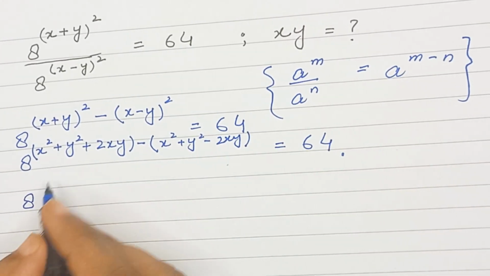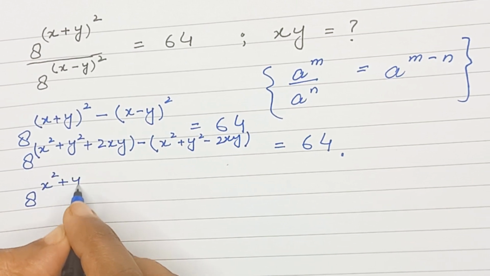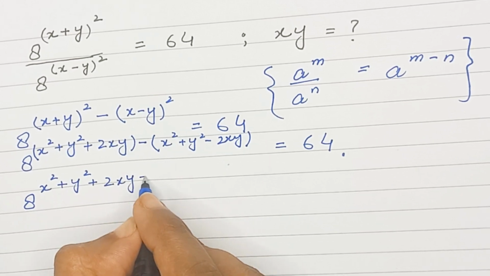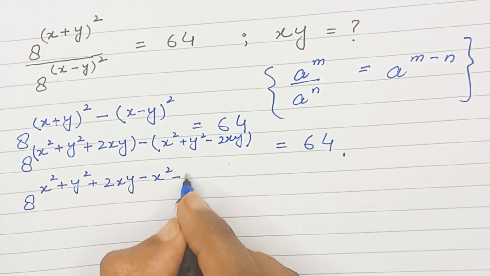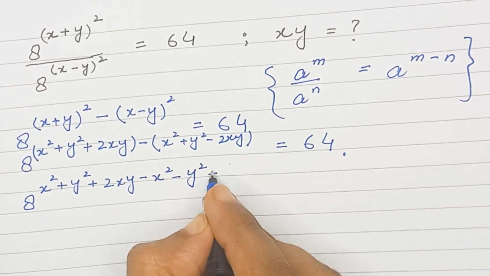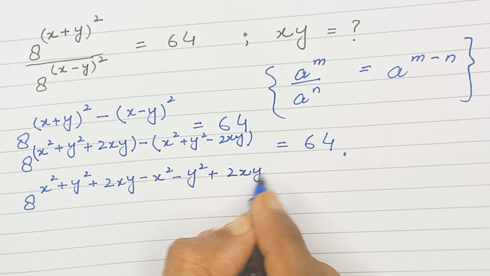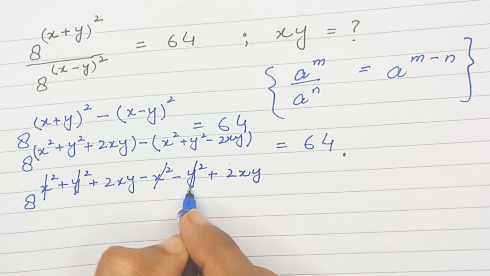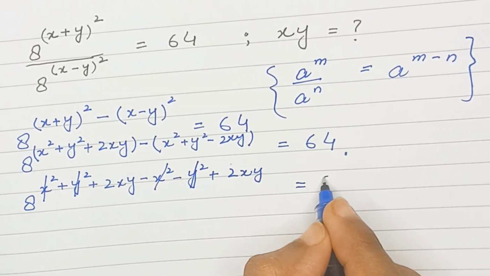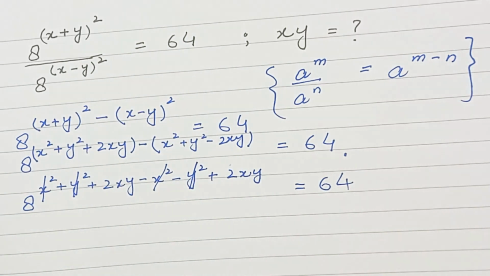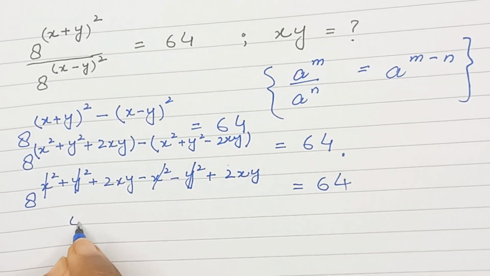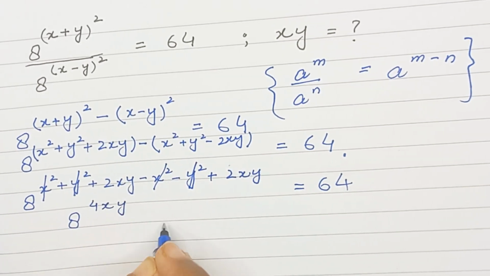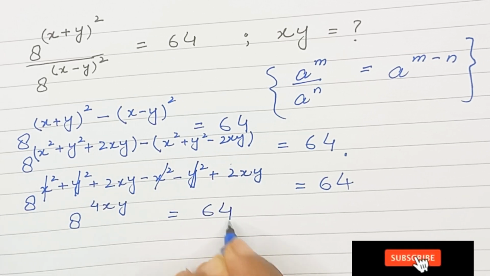So the above equation will become x^2 + y^2 + 2xy, minus into plus minus x^2, minus into plus minus y^2, minus minus will become plus 2xy. So positive x^2 and negative x^2 will be cancelled out. Similarly, y^2 and y^2 will be cancelled out, and the equation will be equal to 64. So it will become 8 raised to the power 2xy + 2xy, 4xy, which is equal to 64.